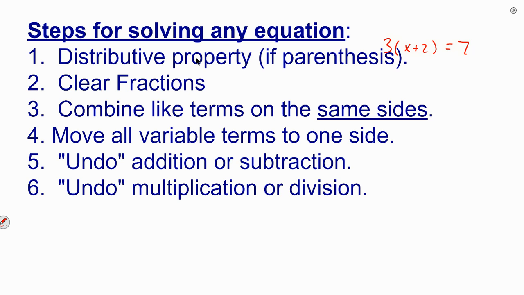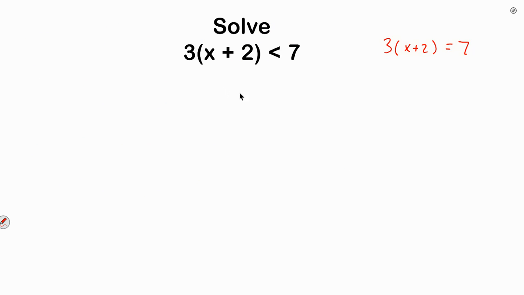We follow the distributive property, clear fractions, combine like terms on the same side, move all variable terms, undo addition and subtraction, undo multiplication and division. So the steps for solving an inequality are the exact same except for one little caveat, and we'll get to that in a second. So let's solve this problem. I'm still going to draw my brick wall to keep myself organized. I'm going to start with distributing. I see these giant parentheses, so I'm going to multiply. So I have 3x plus 6 is less than 7.